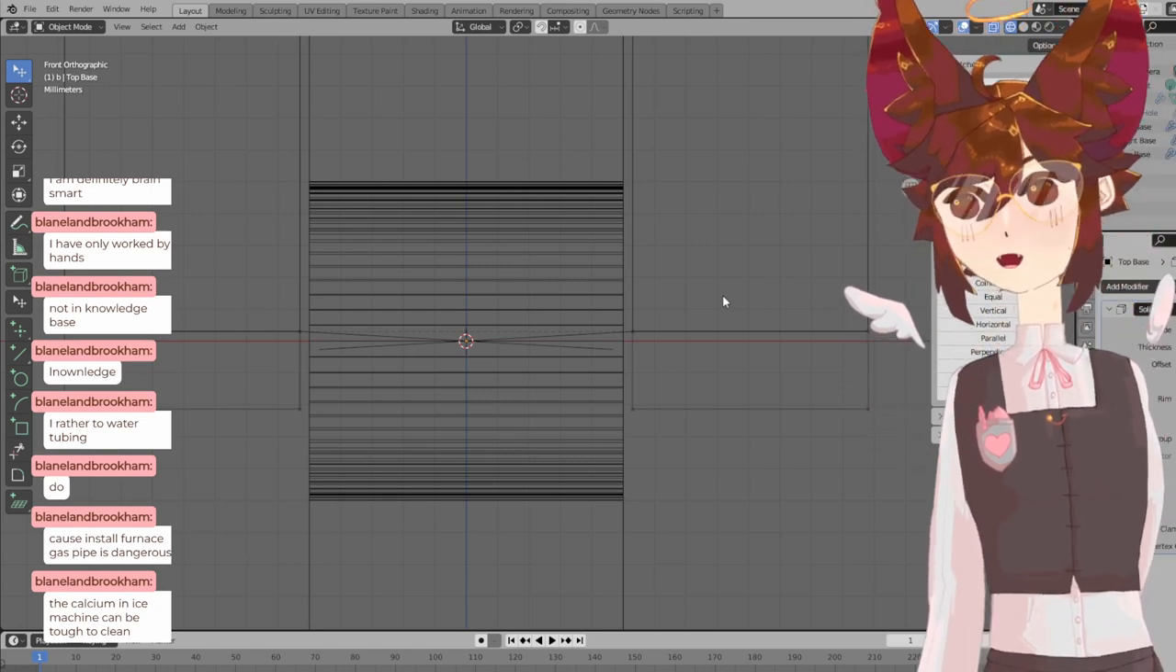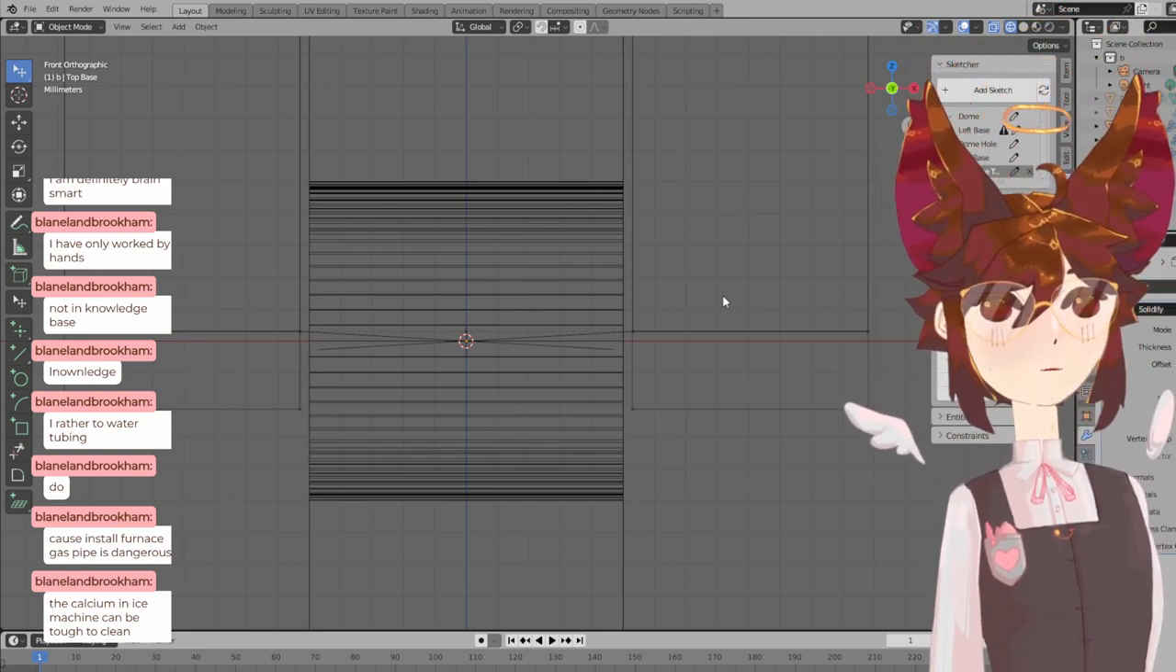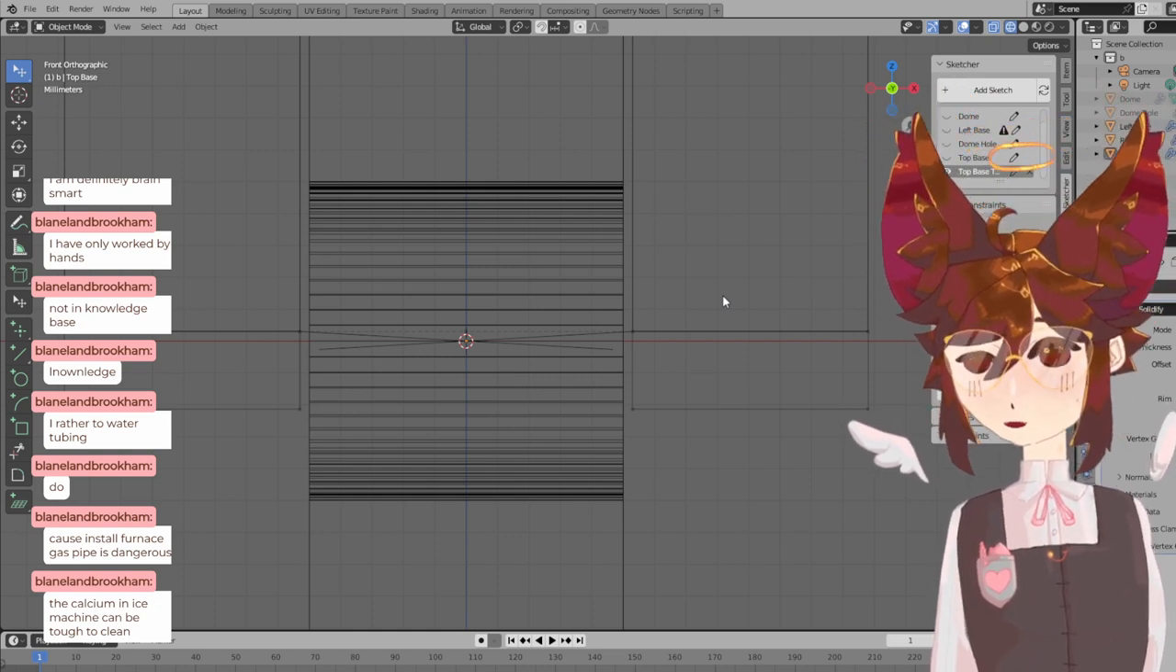Any length. The calcium in ice machines can be tough to clean. Oh, like in the pipes? Is that like the condenser or is it a machine that makes ice?